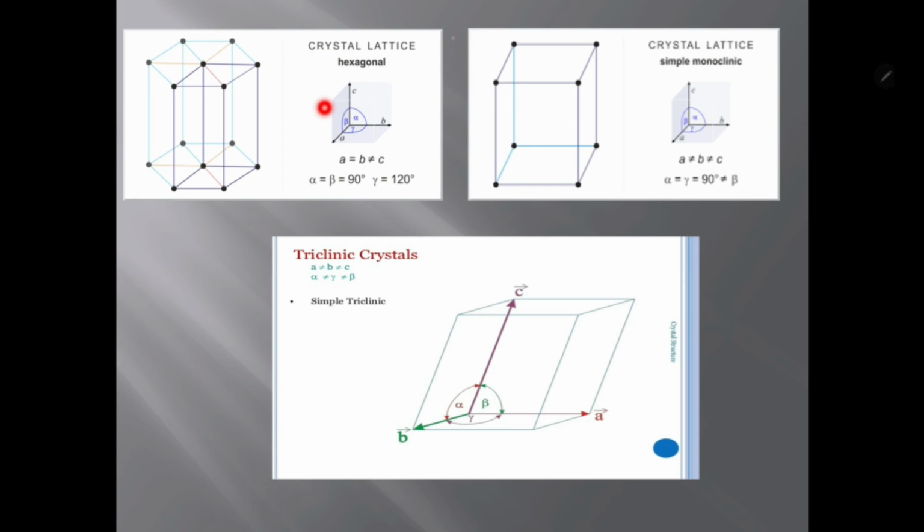Okay, just remember the crystal lattices. It is very important. And the next one is monoclinic. In monoclinic, all the sides will be different. a is not equal to b, b not equal to c. In case of angles, alpha is equal to gamma is equal to 90, but beta won't be 90.